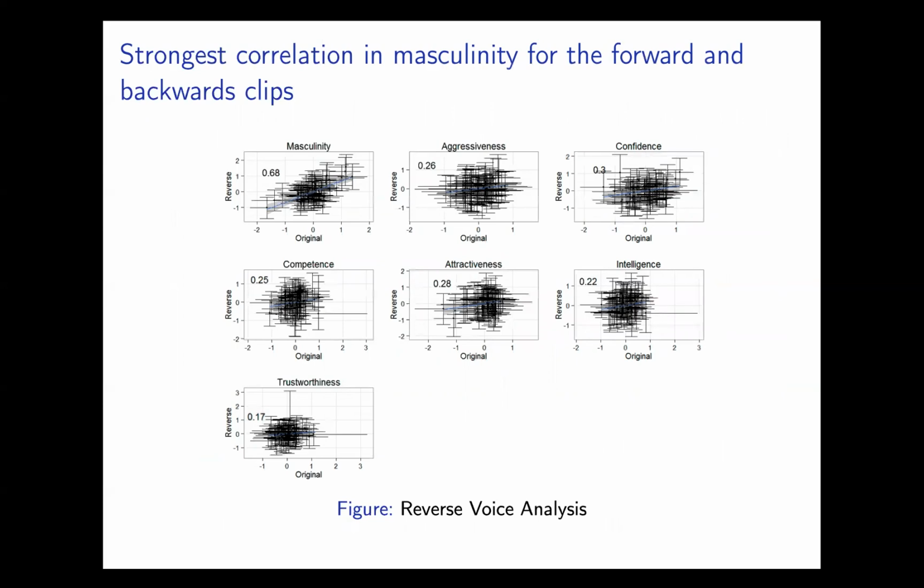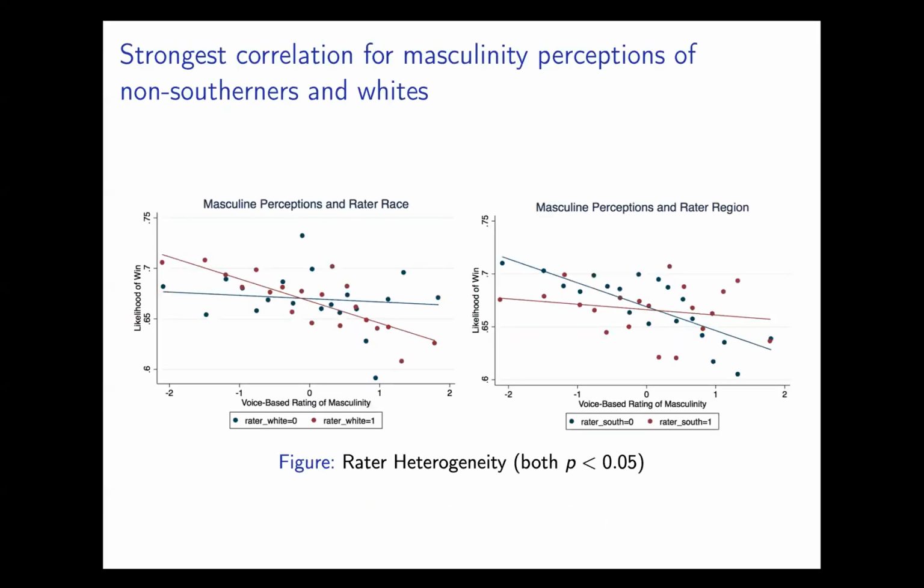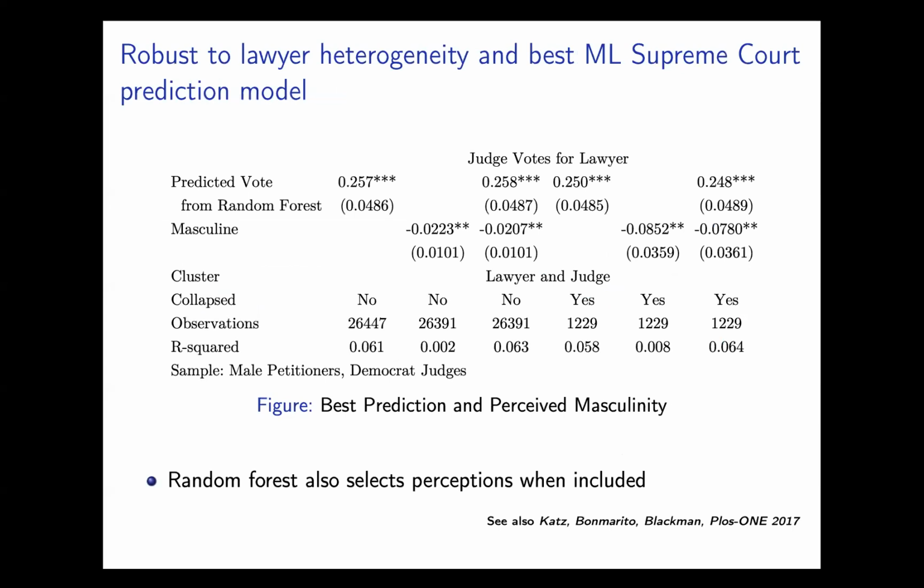We also found the strongest correlation for masculine perceptions of the non-Southerners and whites who may comprise the HR. And results are robust for lower heterogeneity and the best ML Supreme Court prediction model, which also happens to select the perceptions when they're available to be included.